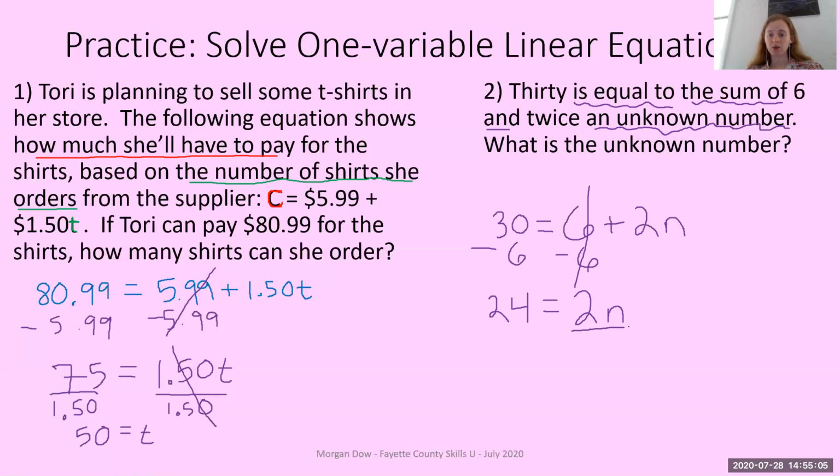Now we need to cancel out the multiplication with division. Cancel those out. Same thing to both sides. Bring down the equal sign. We've got our variable remaining over here, and we've got 12 remaining over here. So our missing number was 12. 30 is equal to the sum of 6 and twice 12. The sum of 6 and 2 times 12, or the sum of 6 and 24.